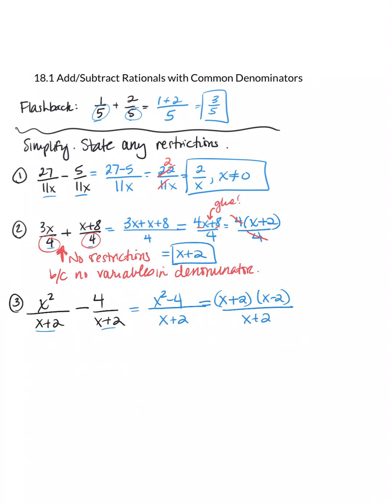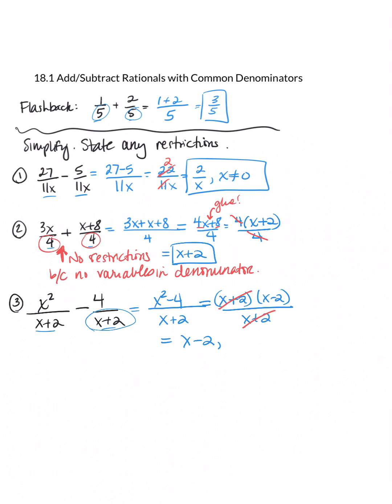Now if I look at this, I can cancel out that x plus 2 factor, can't I? And what's left over is the x minus 2. Now let's think about restrictions. Go back to your original and look at what was there. X plus 2 was in the denominator.